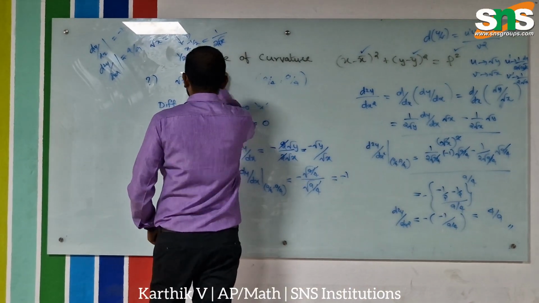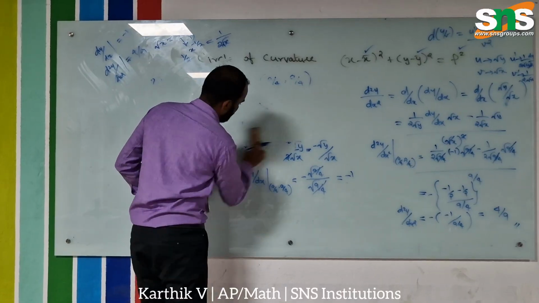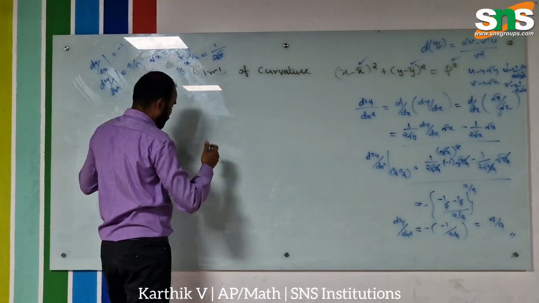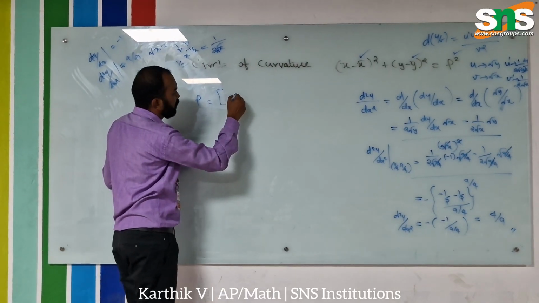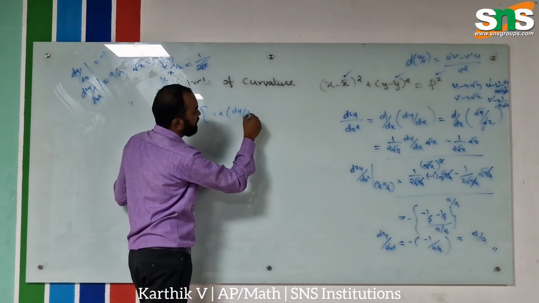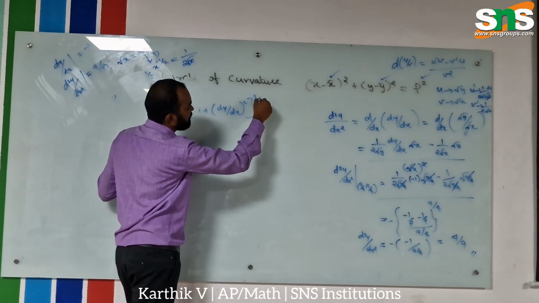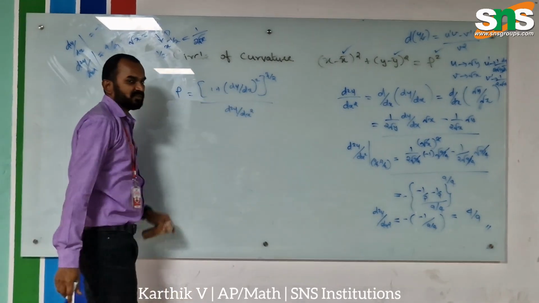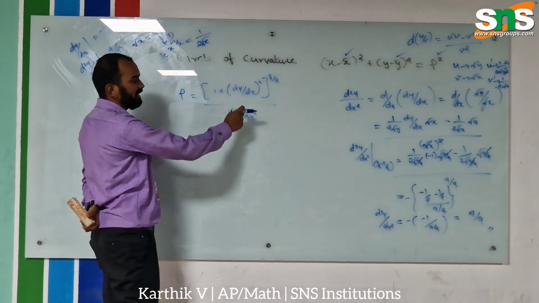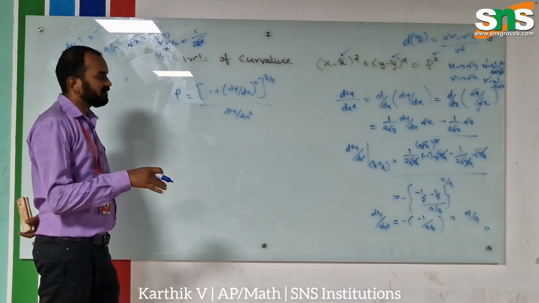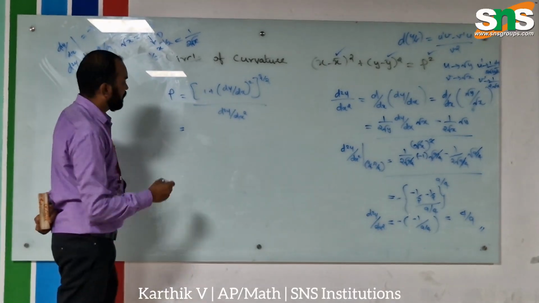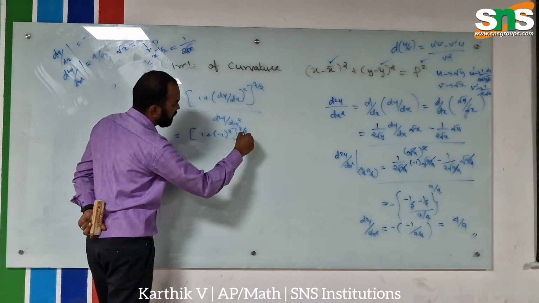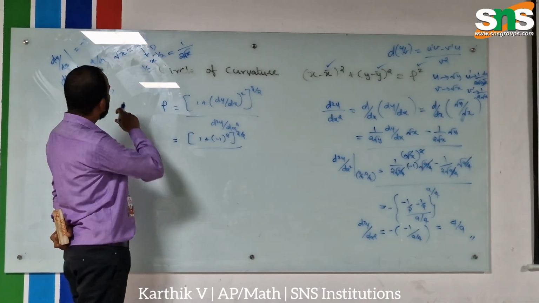The radius of curvature formula is rho equals 1 plus dy by dx the whole square, whole power 3 by 2, whole divided by d square y by dx square. We know the values of dy by dx and d square y by dx square, so replace the values minus 1 and 4 by a. That is 1 plus minus 1 whole square, whole power 3 by 2, whole divided by 4 by a.